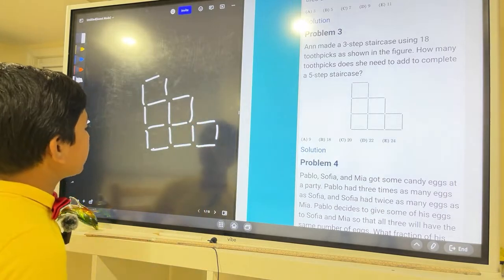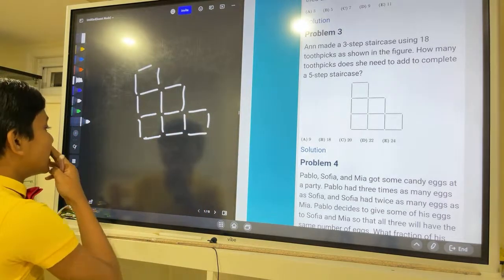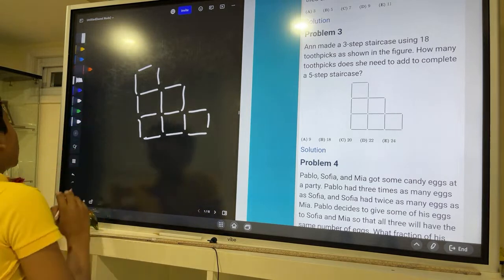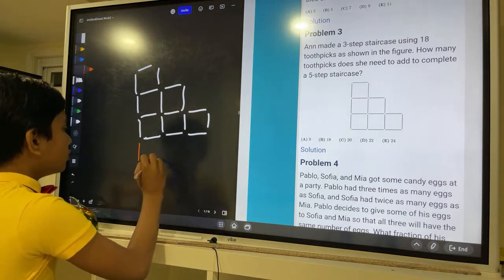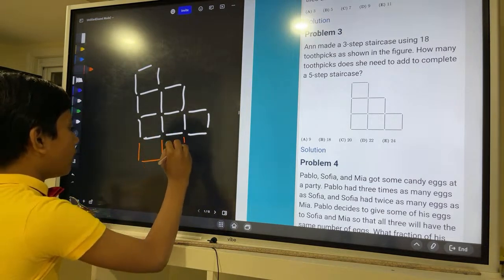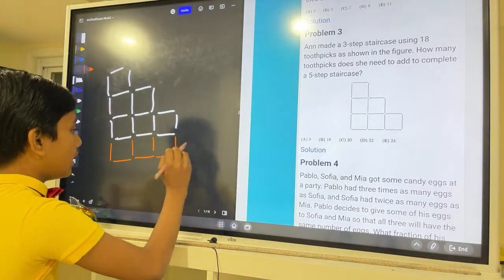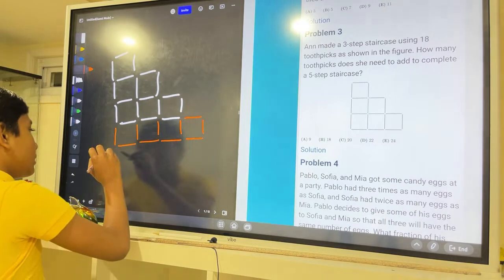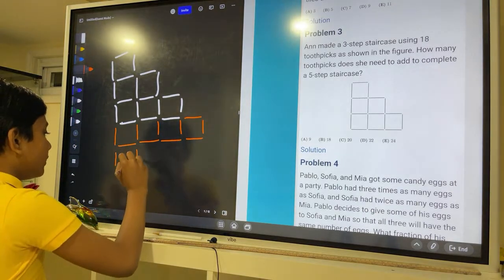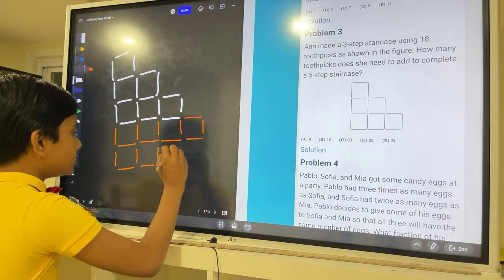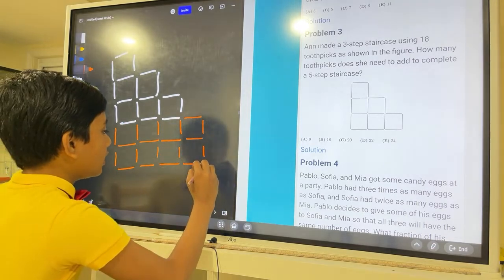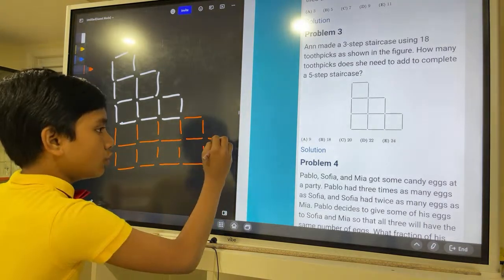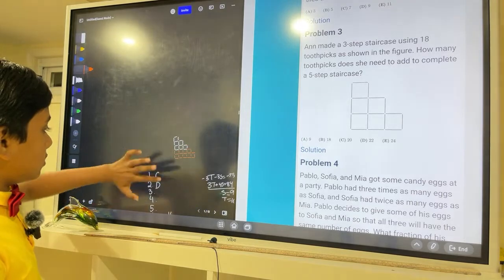So here is the staircase we already have. So now let's count up how many new ones I use. 2, 3, 4, 5, 6, 7, 8, 9, 10. And for this one, 11, 12, 13, 14, 15, 16, 17, 18, 19, 20, 21, 22. D.